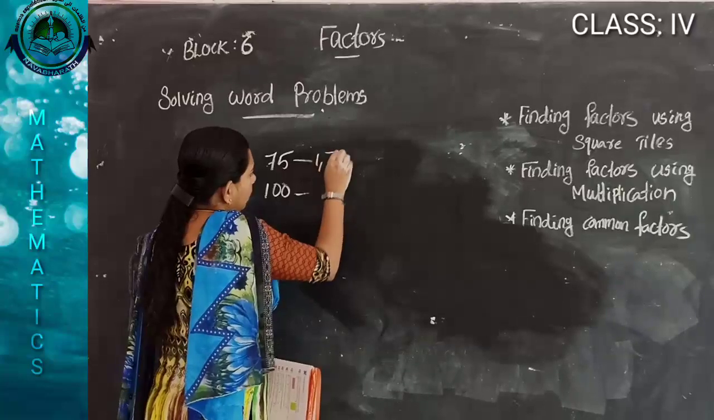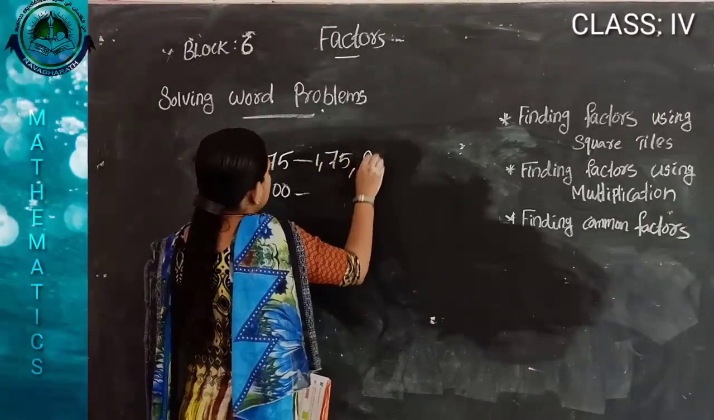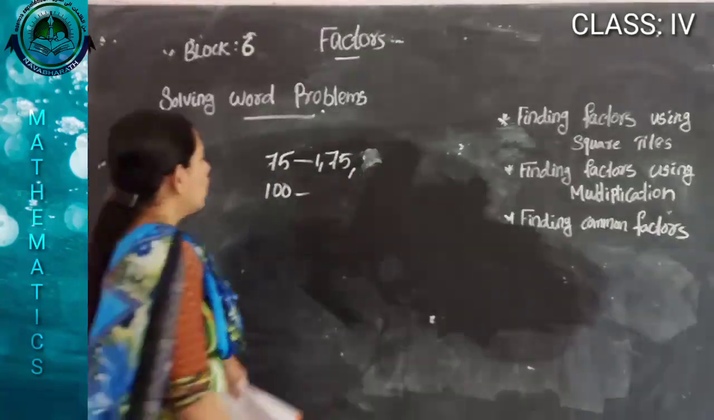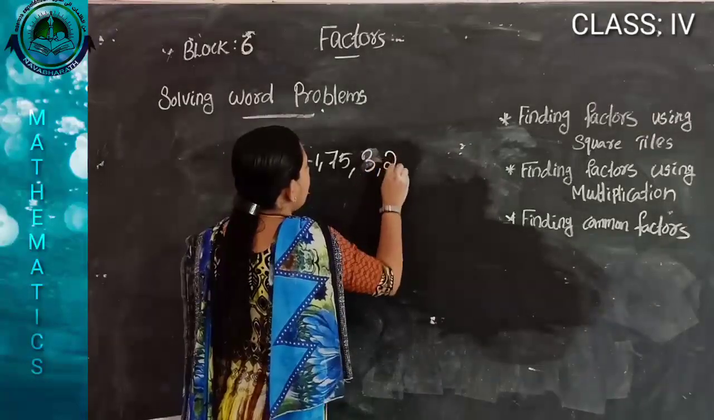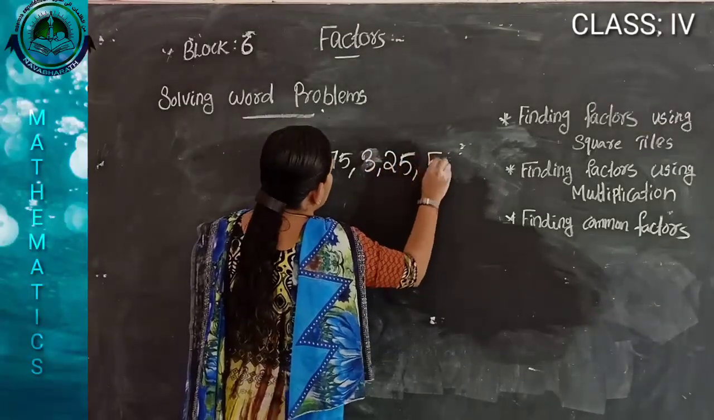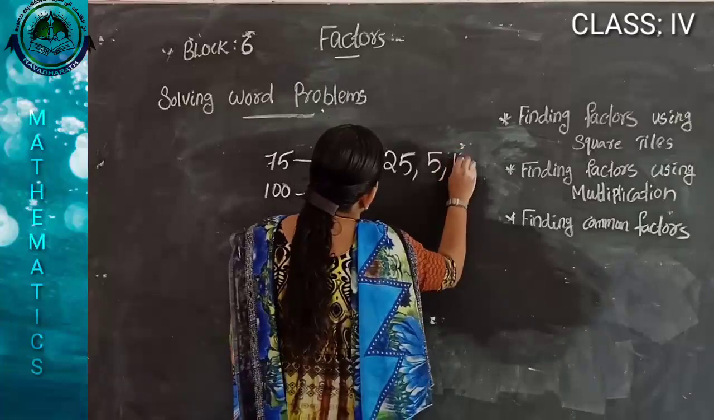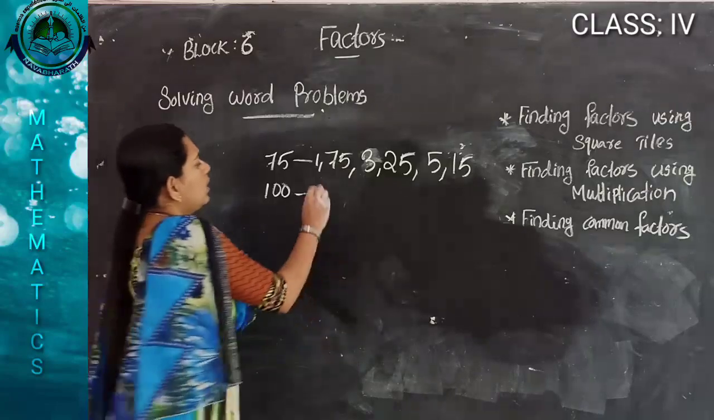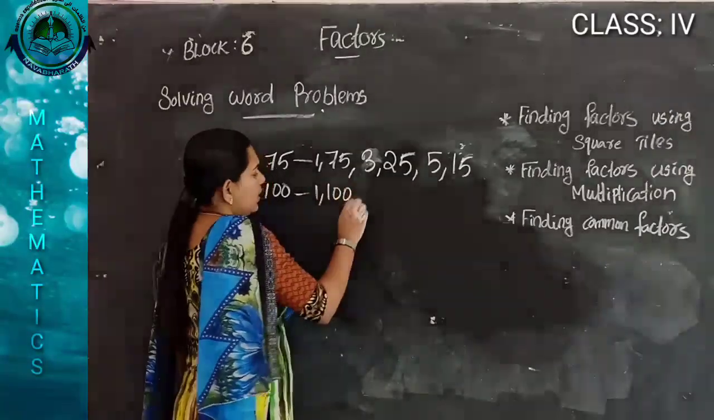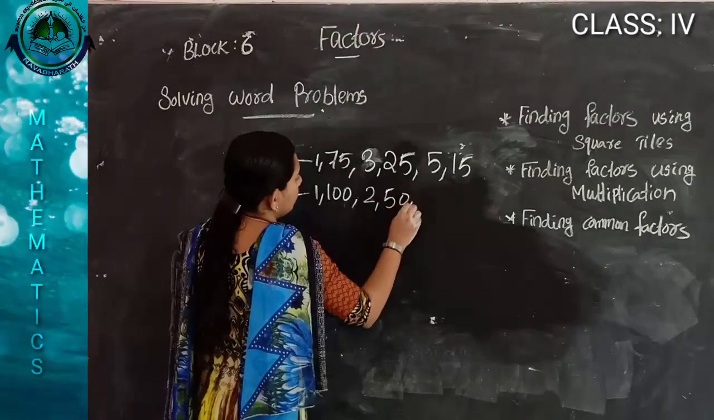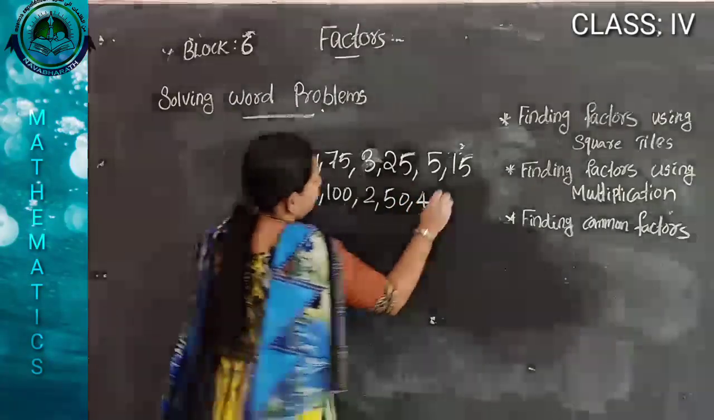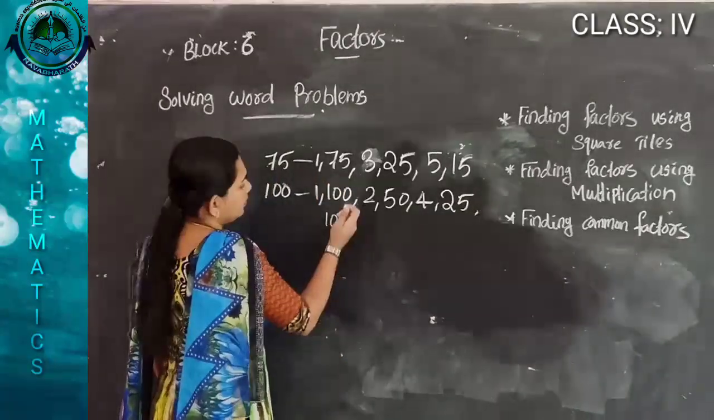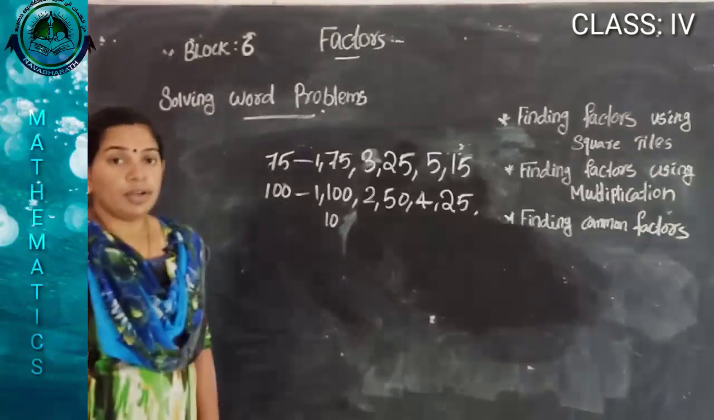1, 75, 3, 25, 5, 15. These are the factors of 75. Then 100: 1 into 100, 2 into 50, 4 into 25, 10 into 10. These are the factors of 100.